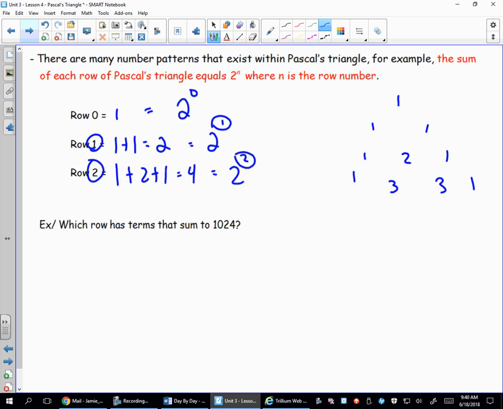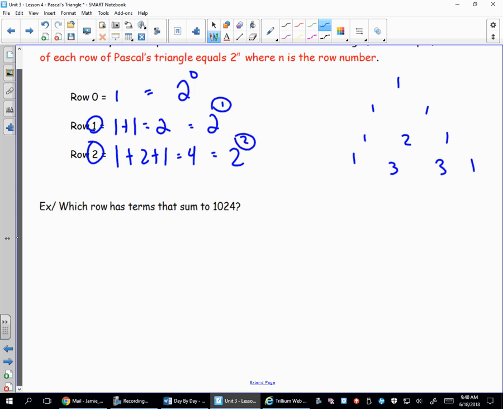I can figure out the sum of any row really quickly. I can also work backwards. Which row has terms that sum up to 1024? So 2 to the what comes out to 1024? If I guess and check for just a second, using my calculator's exponent button, I get 2 to the 10 comes out to 1024. So the 10th row, which starts off 1, 10, dot, dot, dot, I don't know the rest of it, but I know that the terms in that row add up to 1024. Kind of cool.